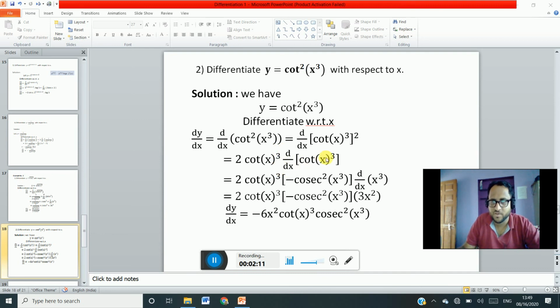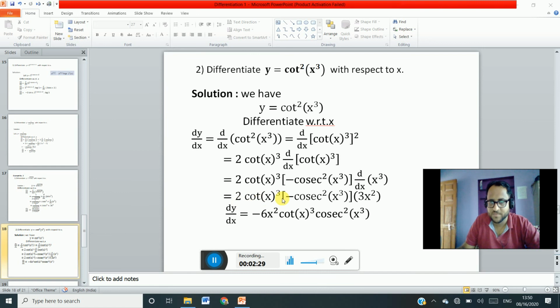And then the derivative of cot x cube, right? Again this is the same. And then the derivative of cot. What is the derivative of cot? That is minus cosec square, and this is minus cosec square of x cube, right? So into derivative of x cube, right?